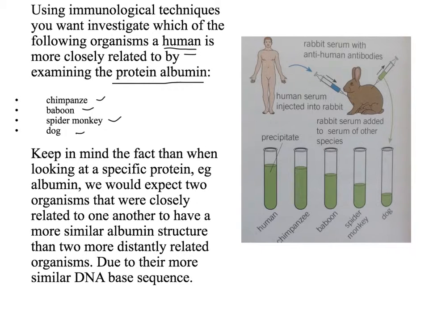Now what we have to keep in mind, as we've said before, is that if we look at albumin as a protein, we'd expect two organisms that were more closely related to one another to have a more similar albumin structure. Whereas organisms that were more distantly related, their albumin structure would be more different, because remember their DNA-based sequence would be more different, due to the change in the code, due to those mutations. Their DNA-based sequence would have put slightly different amino acids in the polypeptide chain, which would have formed that albumin structure.